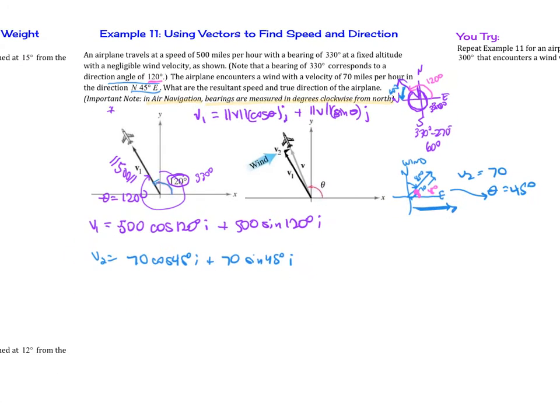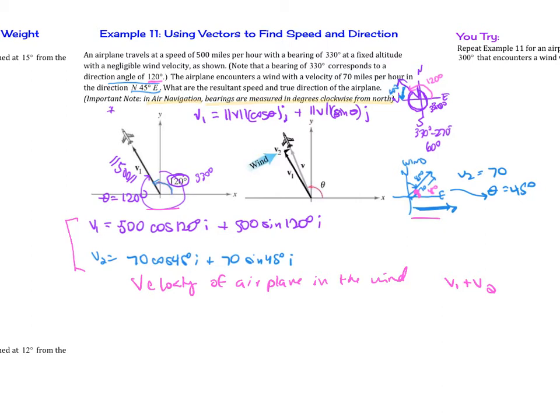So to find the velocity of the airplane in the wind, that is going to be V1 plus V2. So we're going to add V1 and V2 together, and that'll get us the velocity of the airplane in the wind. So if you convert them to numbers, 500 cosine of 120 degrees, the reference angle is 60.